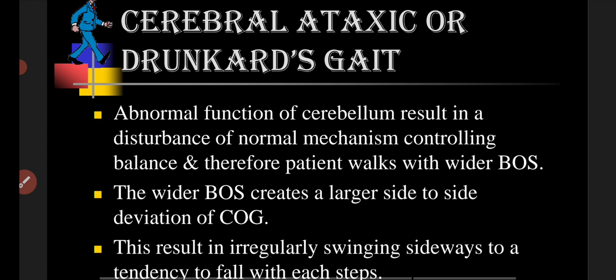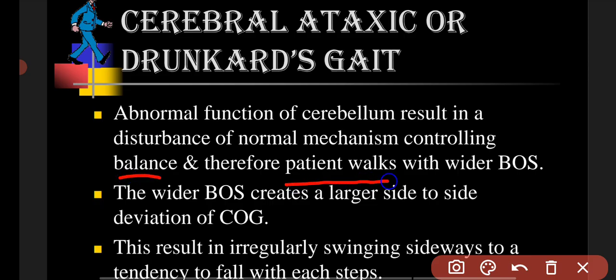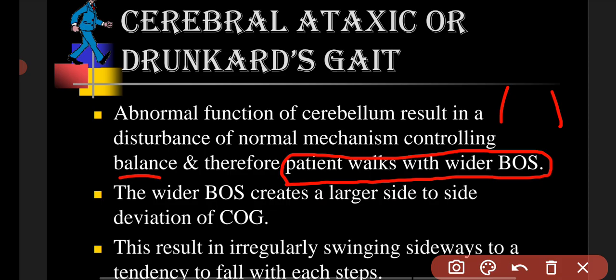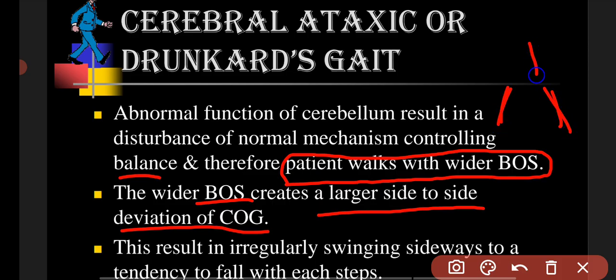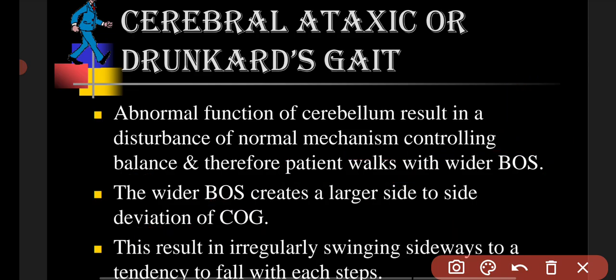When there is abnormal function of the cerebellum, it results in disturbance of the normal mechanism controlling the balance. Therefore, the patient walks with a wider base of support. This wider base of support creates a larger side-to-side deviation of the center of gravity. Normally the center of gravity lies here, but a wider base of support will shift it to one side, and sometimes to the other side.